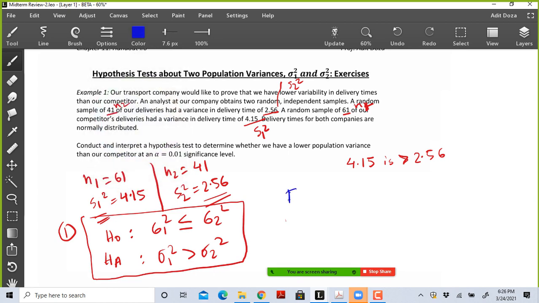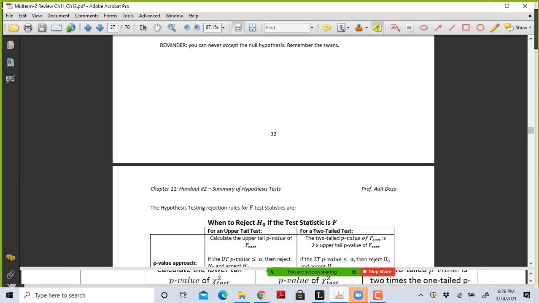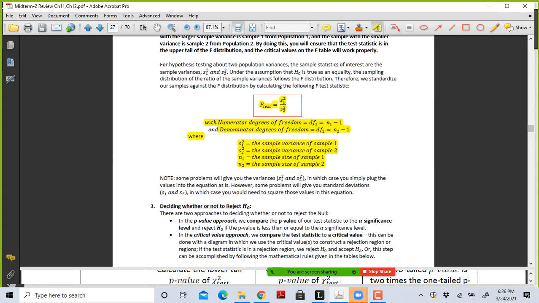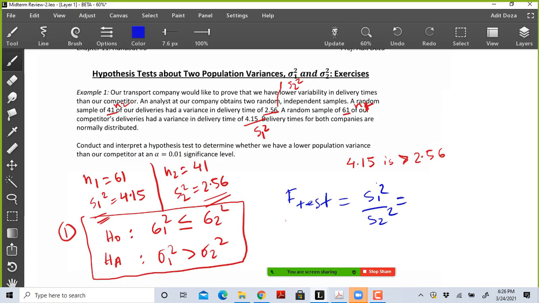So test statistic is simply S1 square over S2 square. If we go back to our formulas, right? S1 over S2. So their variance is 4.15, and ours is 2.56. Okay, this is our one. Let me use the calculator. So the F test statistic would be what? 1.62.